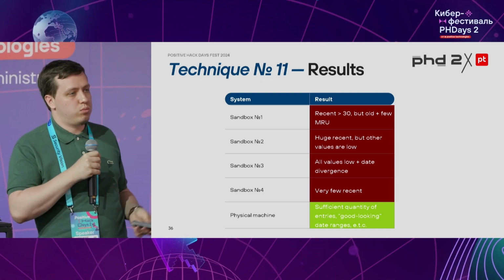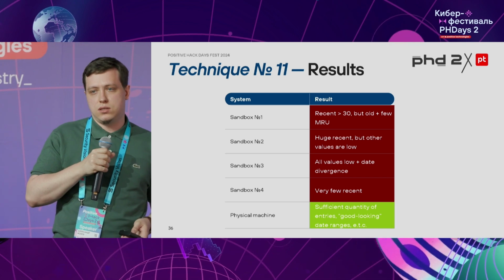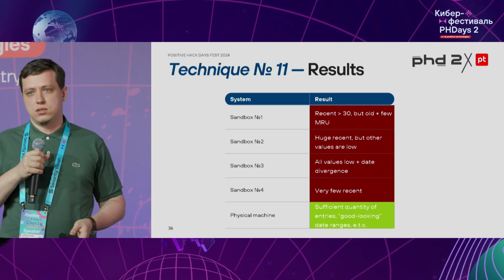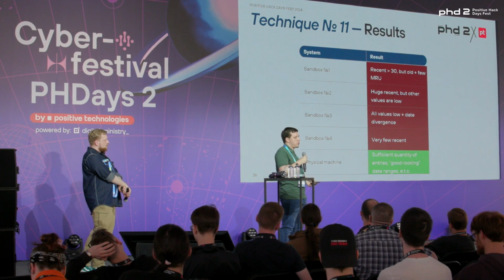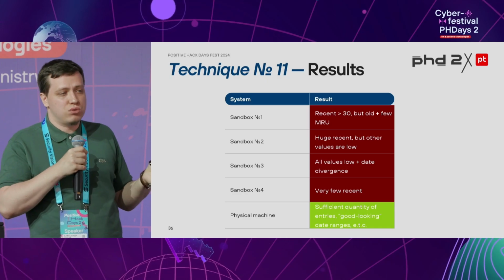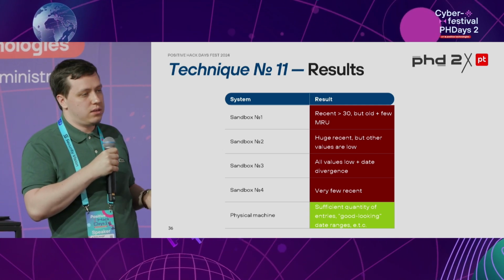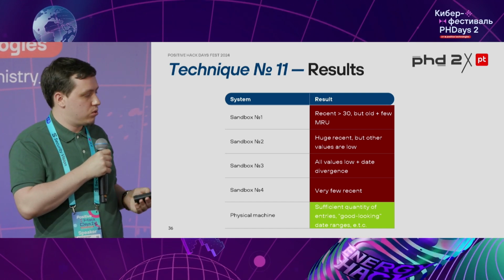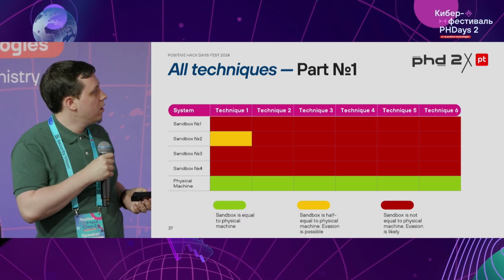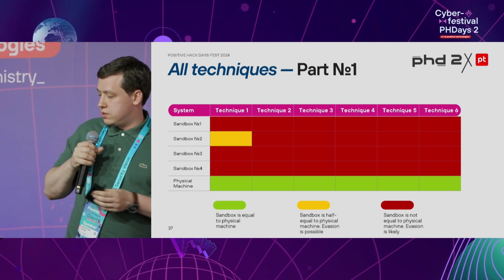Sandbox 4, no recent. Very little. It's like the machine was in use for a couple of days. And then if you correlate it potentially with the date of installation, it was installed 4 years ago, but with the percentage of activity, there's a mismatch between that date and the usage period. The physical machines, depending on how old they were, looked quite adequate. There was a good match to our criteria. The numbers looked quite realistic, not like sandboxes.